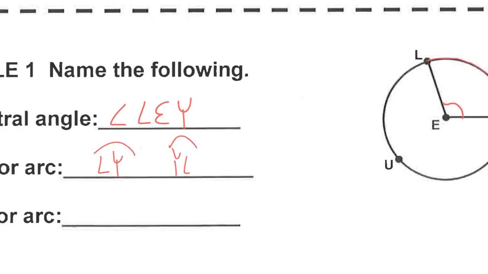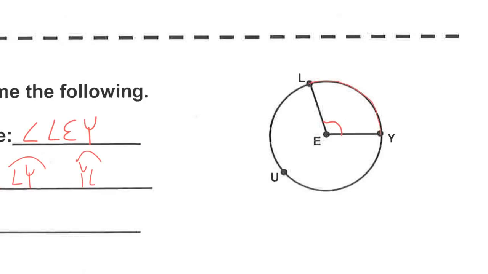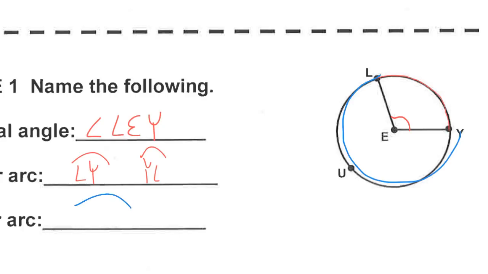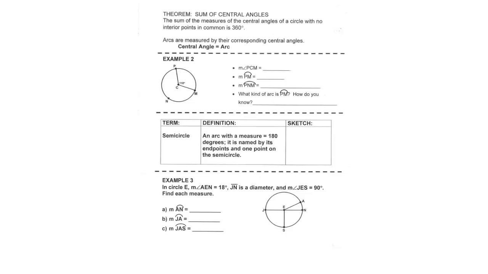Either way, it's fine. And then the major arc, that's this arc that goes around the circle this way. So we have to name it a little differently. It's still an arc, but now I'm going to call it L-U-Y, because that's saying I'm going from L through U, then back to Y. So that would be the major arc. Let's look at the next page.